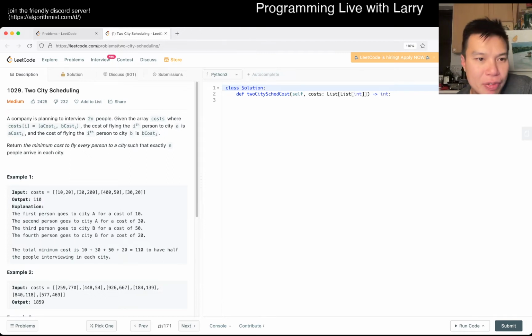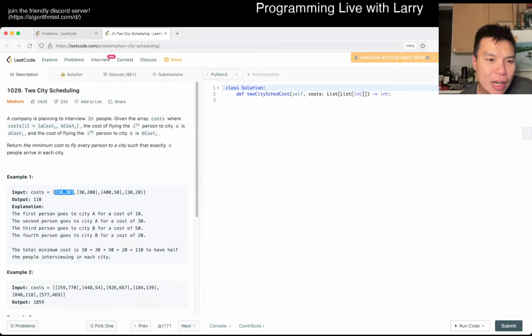There is a better way to phrase it, right? Minimum cost to fly each person to a city such that N people arrive in each city. The better way to phrase it is that the costs are kind of possibly deceptive, in that you're trying to minimize, but what actually matters is the delta of the cost, right? Meaning that if this person can go to A or B, where would it go, right?